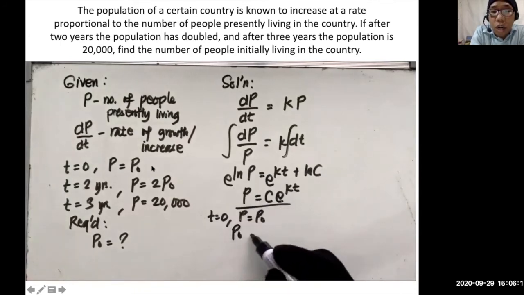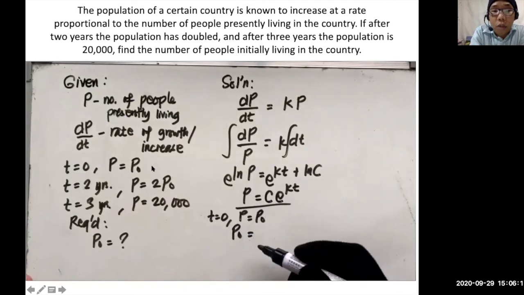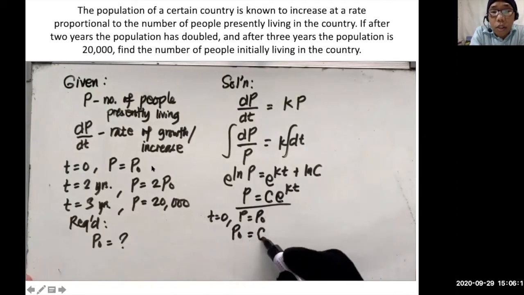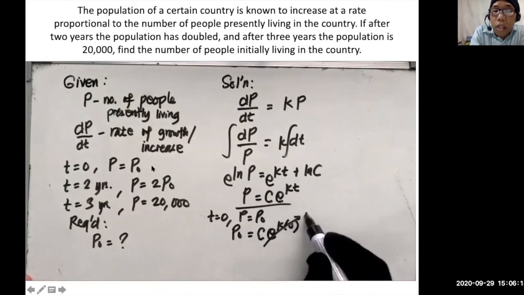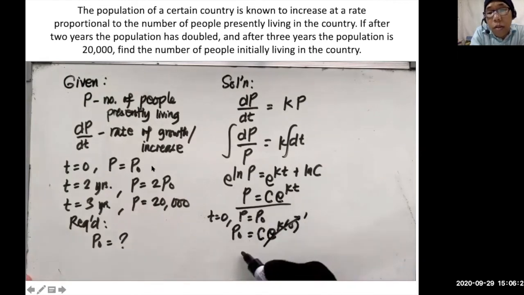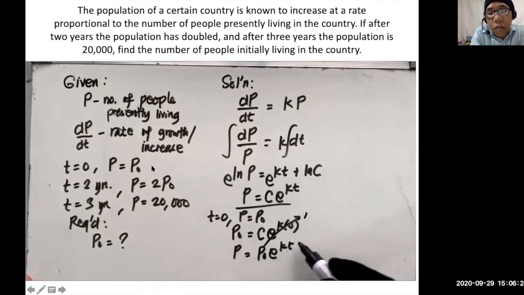Now if you start from this solution, make sure that you know the conditions that you are to apply. Initially, at time equal to 0, P is equal to P sub 0. Therefore the value of C is equal to P sub 0. That's why we have this solution, P equals P sub 0 e raised to kt.